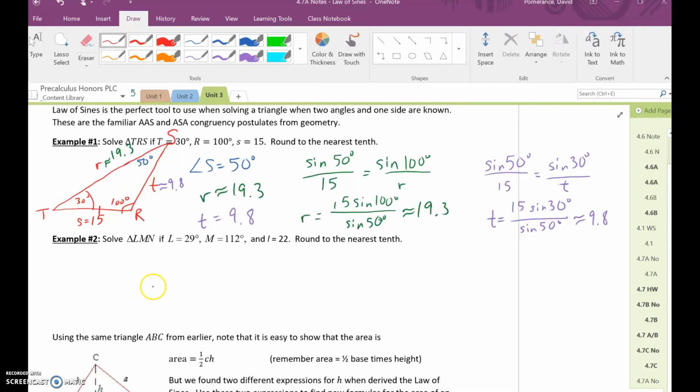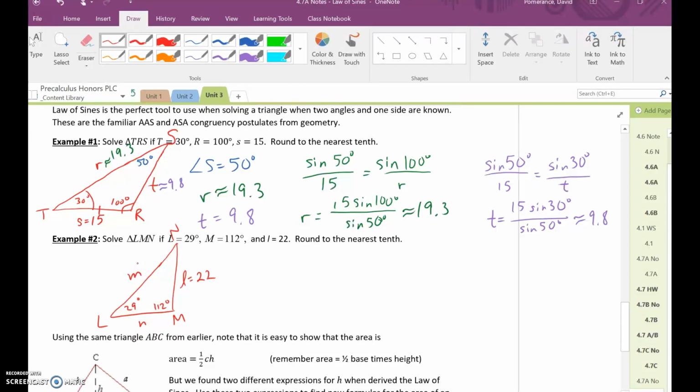We've got angle L is 29 degrees, so I'll put an L there. Angle M is 112 degrees, so I'll make that obtuse-ish angle M. And then the other corner vertex is N, so I'll put the N right there. Side L is going to be equal to 22. Side N and side M are unknown.